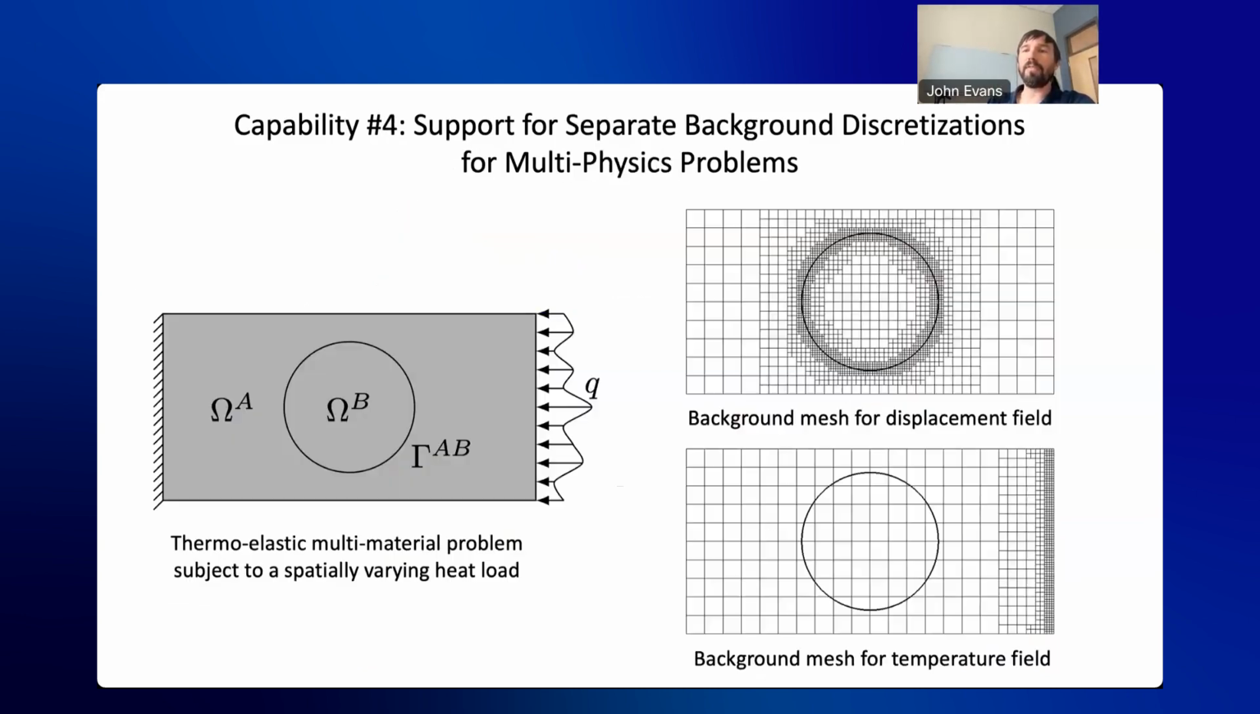And we have support for separate background discretizations for multiphysics problems. So for instance, for the thermoelastic multimaterial problem I talked about before, you may want to use a different background mesh for the displacement field than the temperature field. And our framework allows for this.